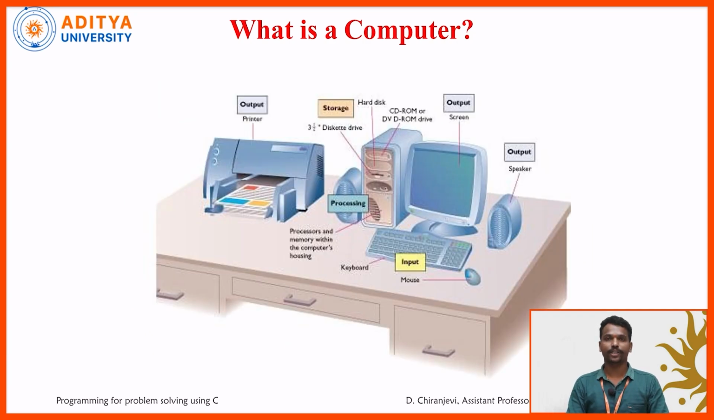Now, let us look at the computer. You can clearly identify which are the output parts and which are the input parts or components. The speaker is an output component, the monitor or screen is an output component, and inside the CPU, storage memory is available, that is the hard disk, and the printer is also an output device. The keyboard and mouse are input devices. The CPU is used for processing the information.